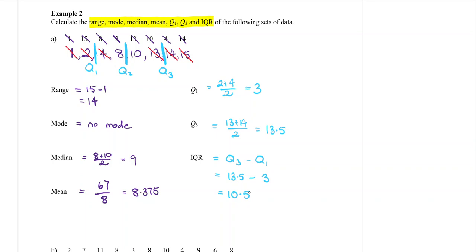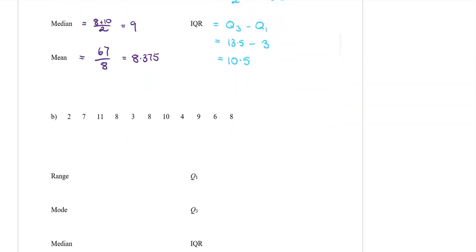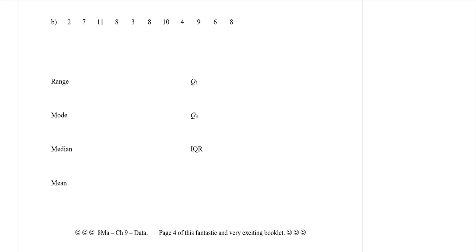Here, has everyone written that down? Here is a new set of data. We are going to find all the same stuff again. The first thing we need to do is make sure they're in order. The numbers, they're not. So go through and put them in order. 2 is the smallest. See if you can do the rest.